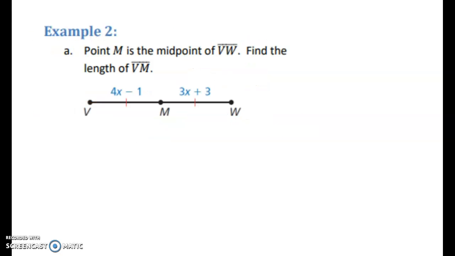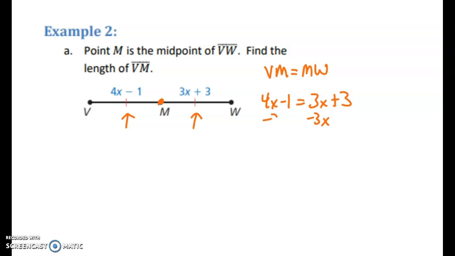All right, example 2A, point M is the midpoint. So even if we didn't have these hash marks telling us they were congruent, we could add them ourselves just by knowing that M is the midpoint. So since it's the midpoint, that tells me that VM and MW are equal. So 4x minus 1 is equal to 3x plus 3. So to solve, we're going to go ahead and subtract the 3x. So I get x minus 1 equals 3, add the 1, and so I get x equals 4.